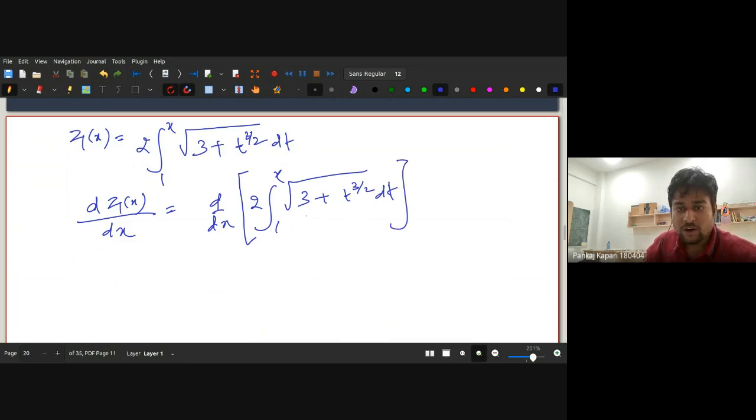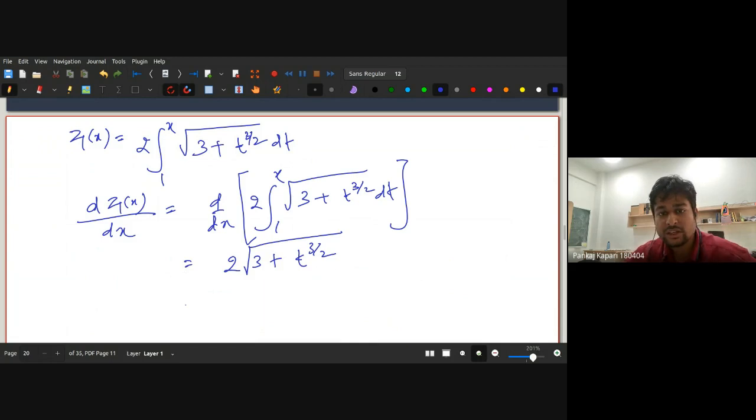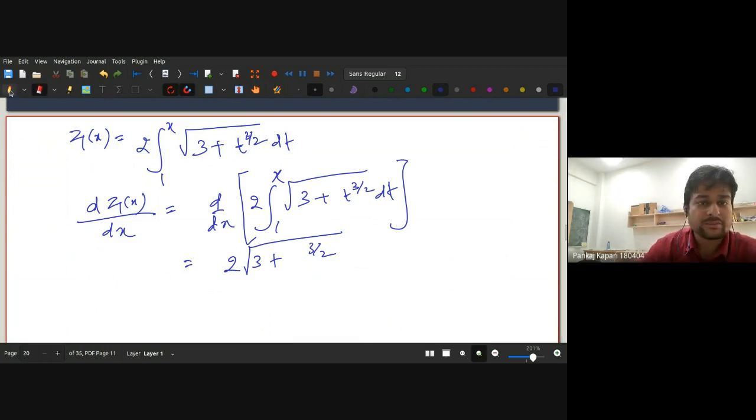Now you can see that all these functions are continuous functions, right? So this is a continuous function, and hence you can use the fundamental theorem of calculus, and you just get back your function, which is 3 plus t to the power 3 by 2 times under root of 3 plus t. So we are changing the variable, and here you have to write x because the function is given with respect to x. This is the derivative of your function z1.